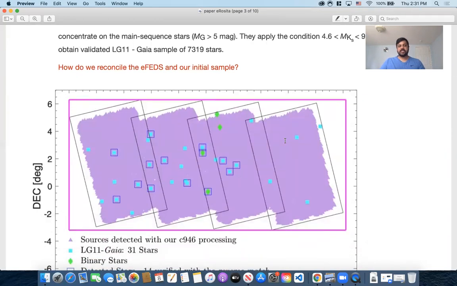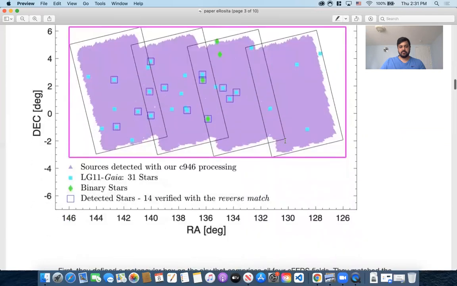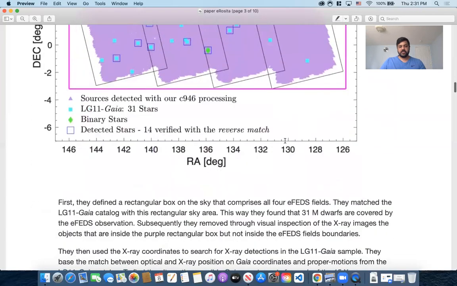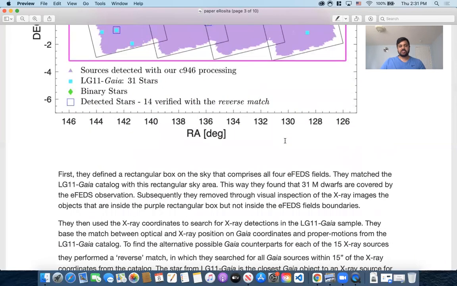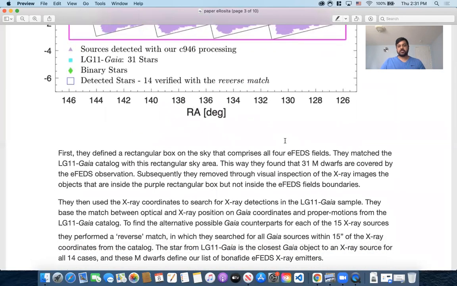How do we reconcile the eFEDS and our initial sample? First, they define a rectangular box on the sky that comprises all 4 eFEDS fields. They match the LG11 catalog with this rectangular sky survey. This way, they found 31 M dwarfs are covered by the eFEDS observation.